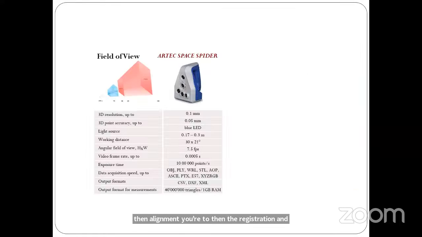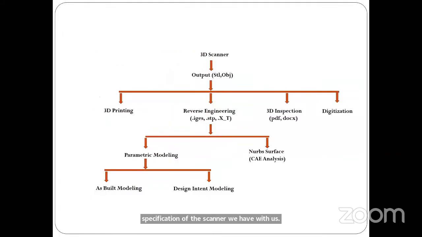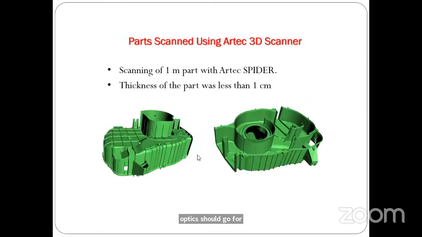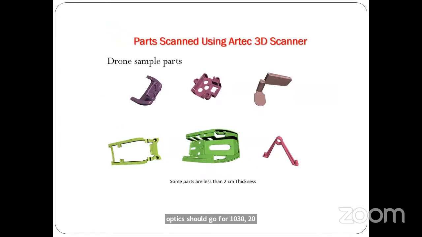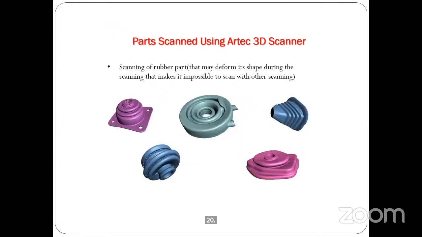We have the Artec 3D scanner. These are the specifications of the scanner we have with us. The 3D resolution is up to 0.1 mm, the 3D point accuracy is 0.05, etc. The output file is STL or OBJ; for colored objects you go for OBJ. It is used for 3D printing, reverse engineering, 3D inspection, digitizing, and all these things. You can scan parts like this.